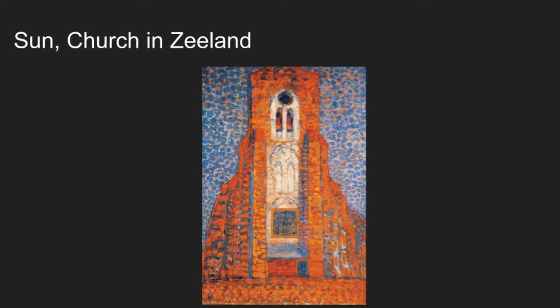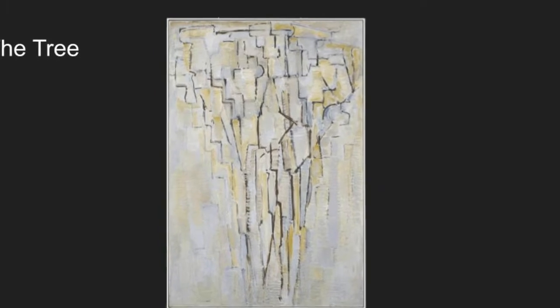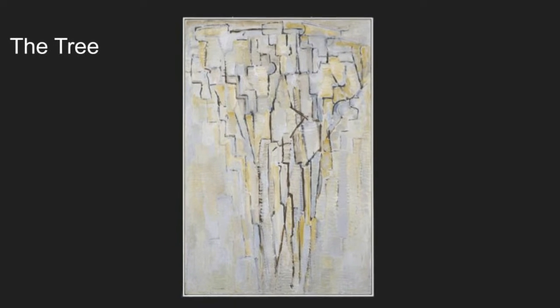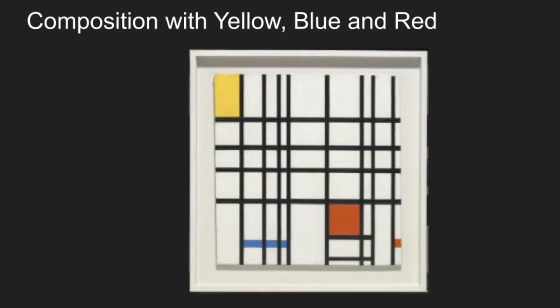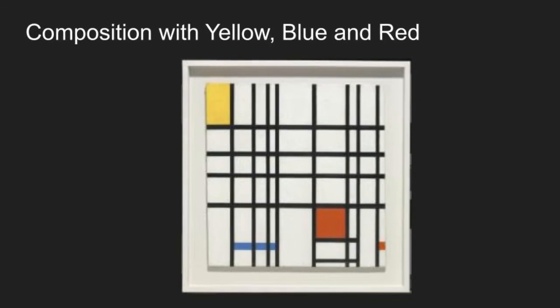His early works featured some real objects like this church. He later refined his style to become much more abstract. We're going to do an animation in the style of one of Mondrian's most famous paintings.